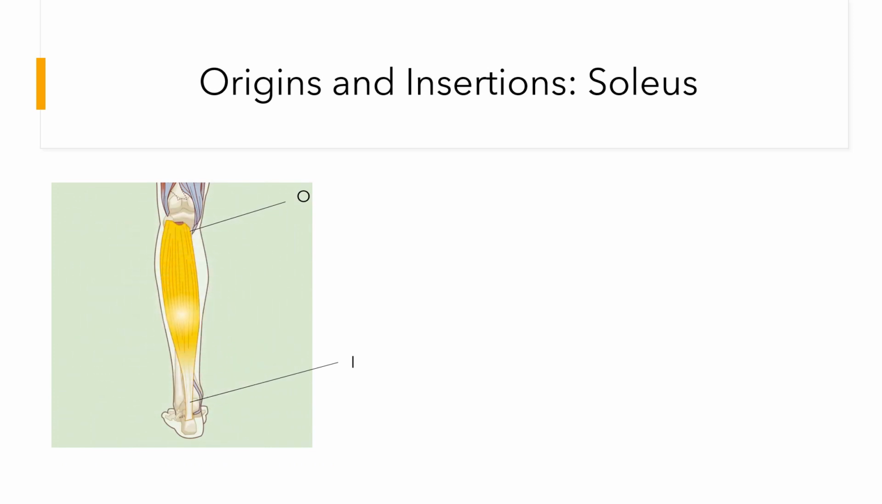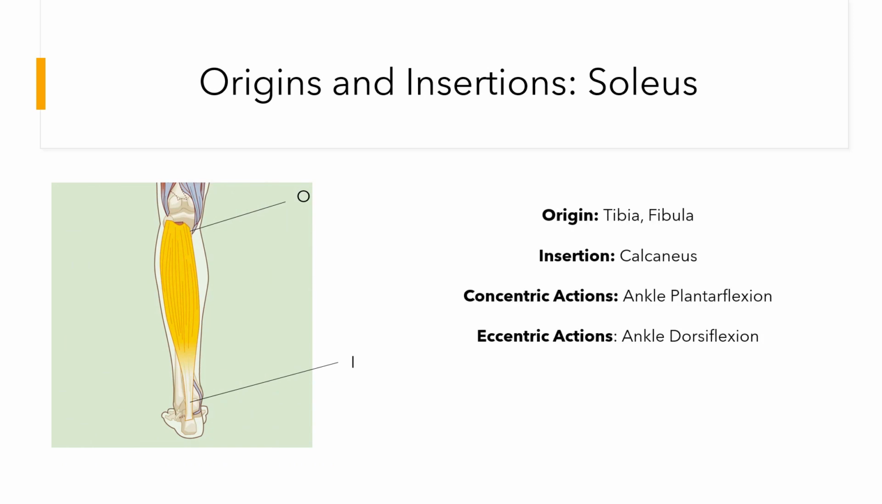Also in the calves, we have the soleus. Look at the size of it. Covers the whole thing. So its proximal point is at the tibia and the fibula, and it inserts into the calcaneus, the heel. Concentrically, it allows for ankle plantar flexion, and eccentrically allows for ankle dorsiflexion.